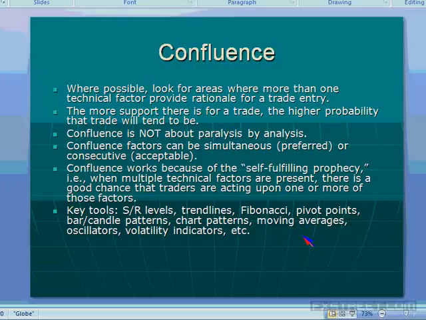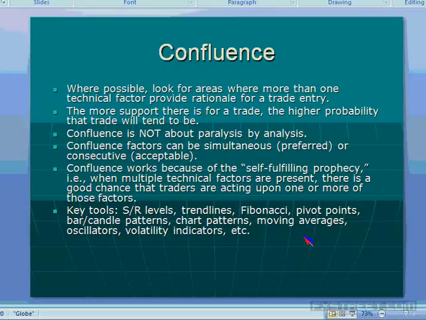And Confluence is not about paralysis by analysis. I don't mean that you have to wait for all the stars to line up before you get into a trade. You don't have to be paralyzed by your analysis, but at the same time, more than one factor for getting into a trade, for me, is always stronger than, let's say, price hits a support level, and you'd like to get in long on that support level. For me, that's not necessarily the strongest trade to take, because if that's all you see going on, then perhaps you don't have enough rationale for getting into that trade.